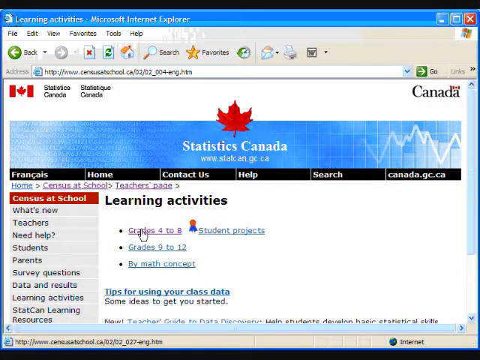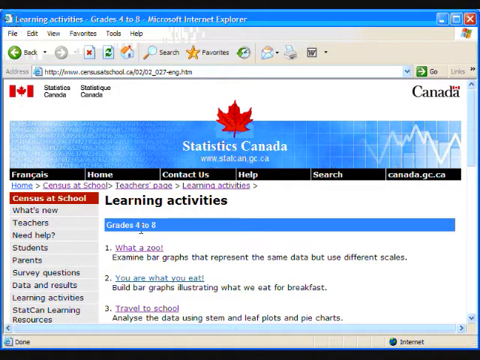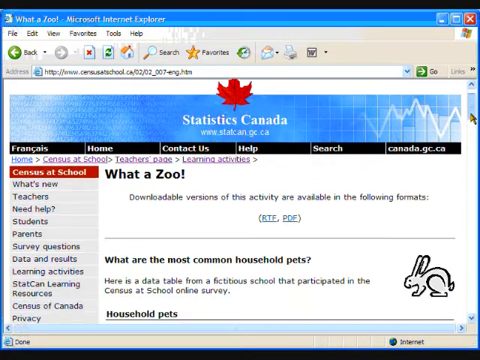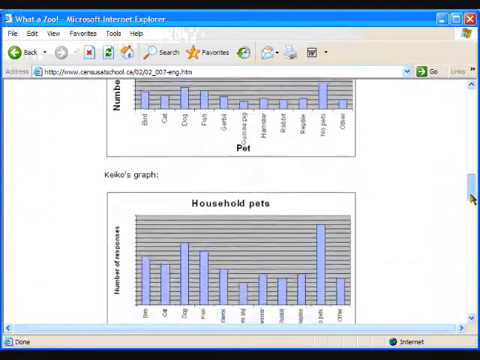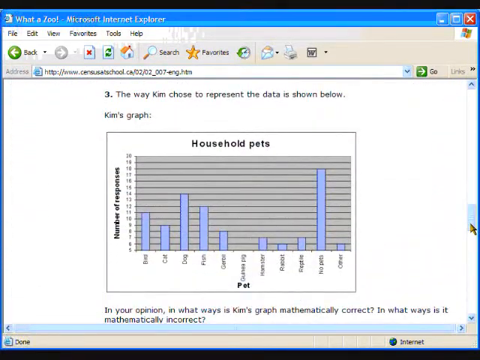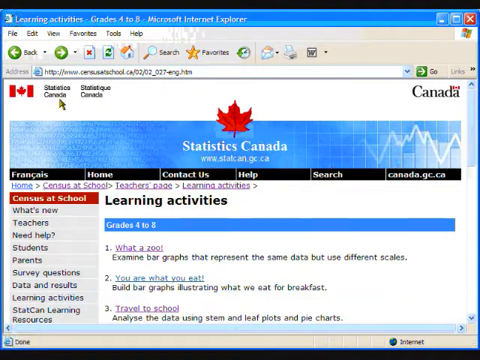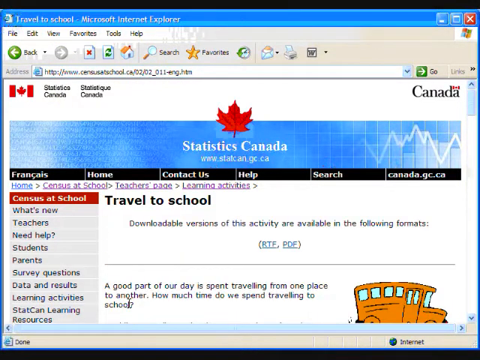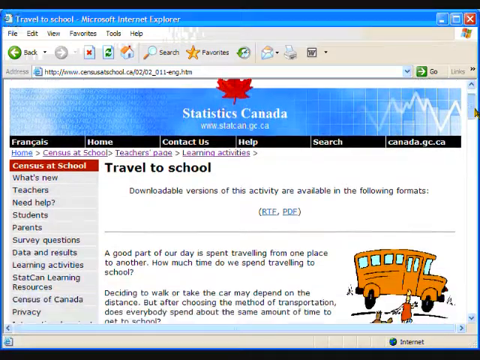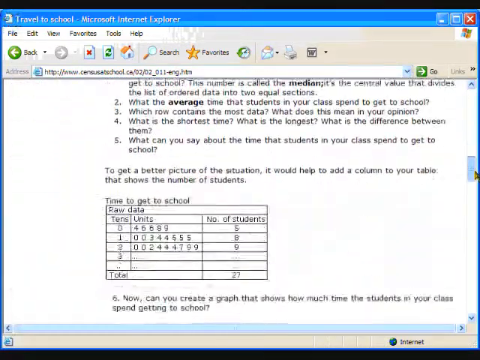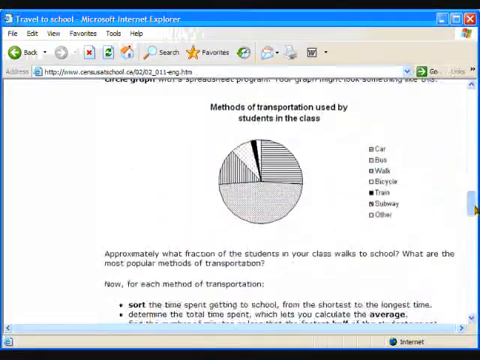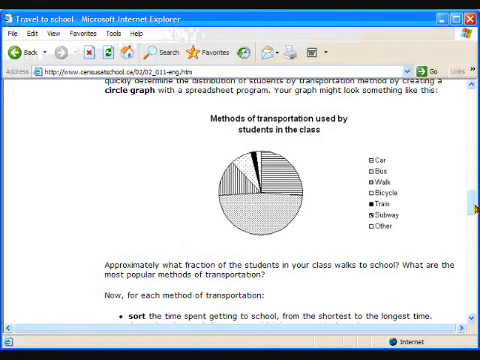If we look under Grades 4 to 8, we can see that some of the lessons are based on the various types of graphs. For example, the first lesson, What is Zoo?, examines how varying the scale of a bar graph changes the information communicated by the graph. The third lesson, Travel to School, has students create stem and leaf plots using the data about how long it takes them to get to school. Then it uses the data about their mode of transportation to create pie charts or circle graphs.